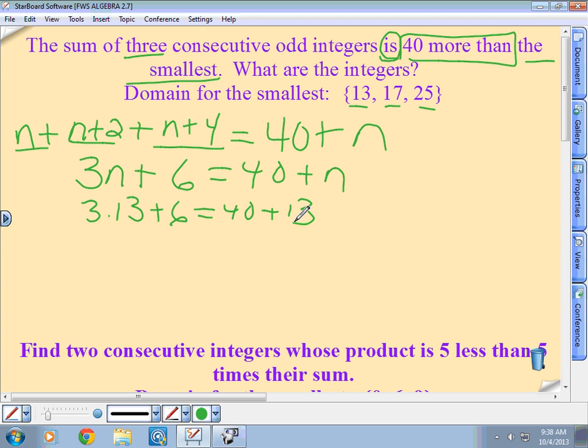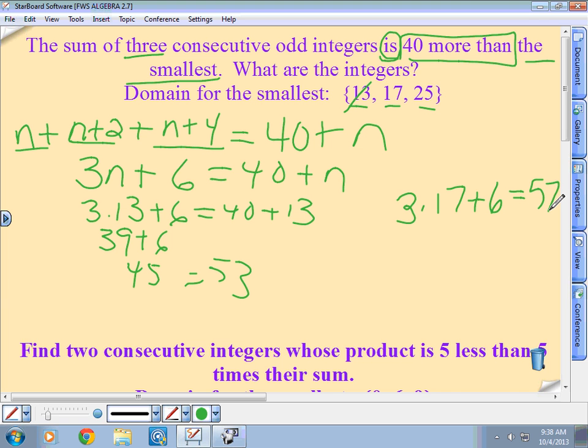Can you do it in your head? If you're that good, you can do it in your head, but do it. Raise your hand once you have an answer. What's the answer? 17. Well, let's see. So 13 times 3 is 39 plus 6, which is 45, equals 53. So we know that one's not it. Okay. 3 times 17 plus 6 equals 17 plus 40, which would be 57. 17 times 3, 51, plus 6. And that does come out to 57.